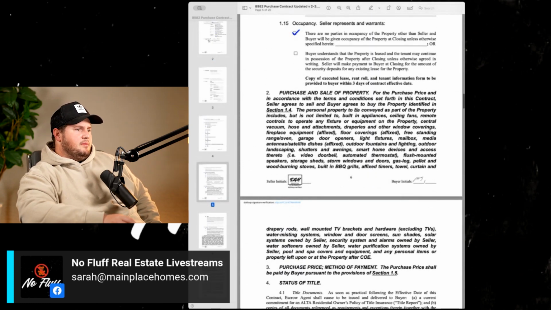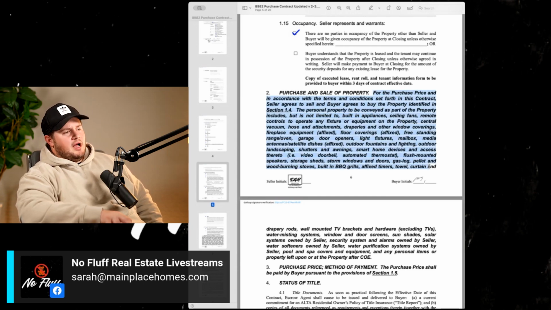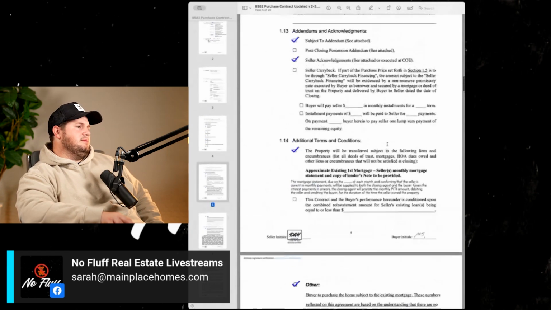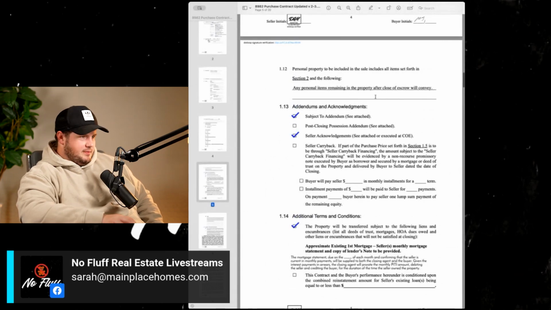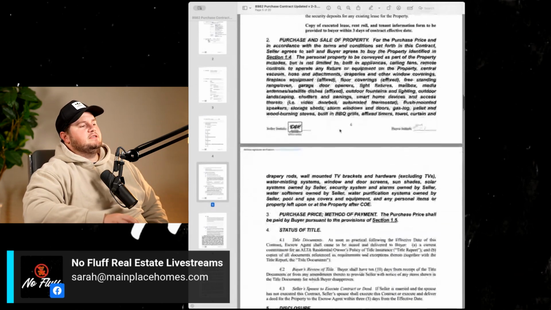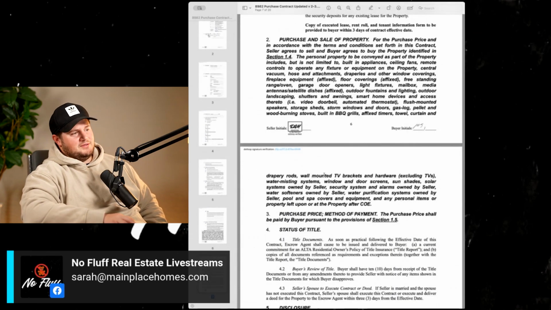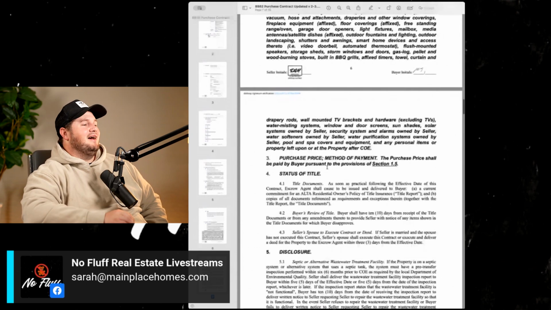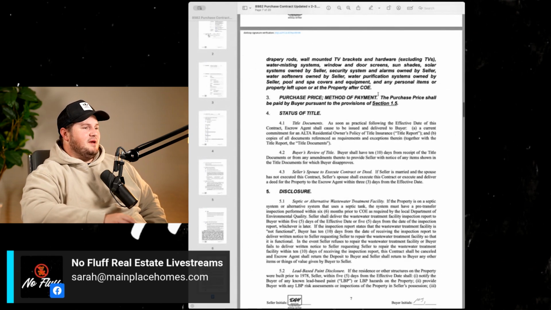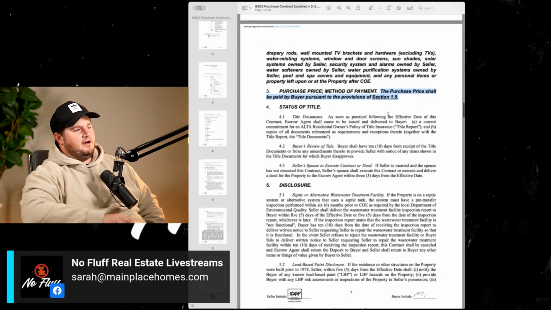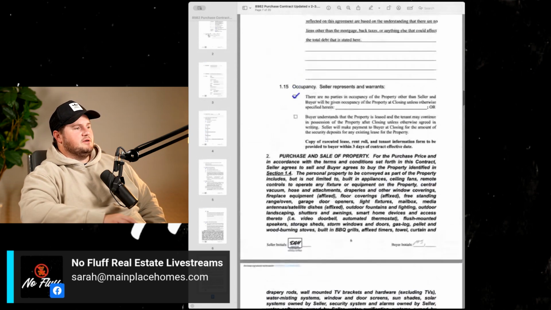The personal property to be conveyed as part of the property includes, but is not limited to, built-in appliances, ceiling fans, remote controls, operable fixtures, and so on. So this basically describes what is included in the property other than whatever we didn't mention above, which we said any personal property remaining will convey. So that's what this section is for. Drapery rods, wall mounted TV brackets, all this stuff. Purchase price, method of payment. The purchase price shall be paid by buyer pursuant to the provisions in 1.5. So that was already addressed up here.